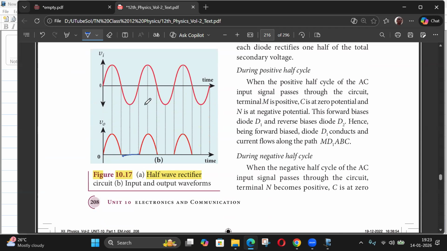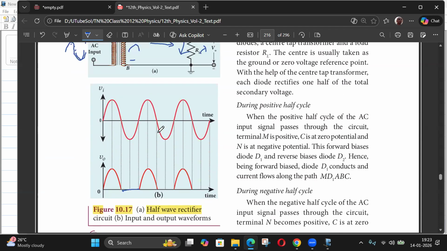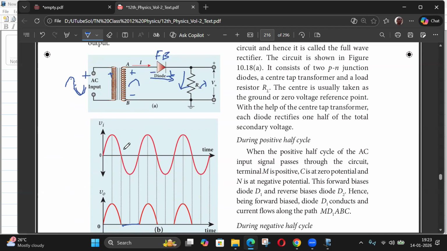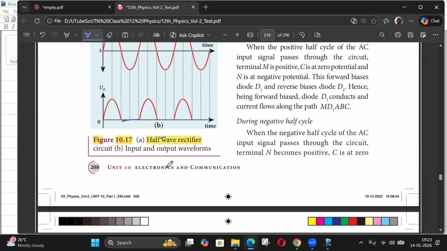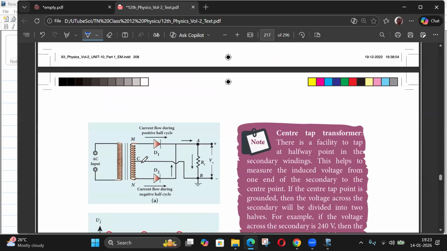Yes, the same thing will repeat for the next cycle. So when the input is a full sine wave, the output is only the positive halves. So this is a rectifier in the sense that the direction is only one direction, the positive direction. The current is flowing only downwards, not in the opposite direction. The same way I'll extend here.